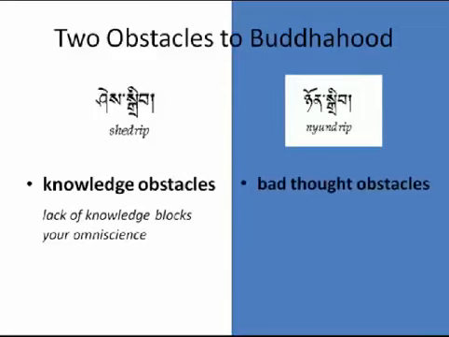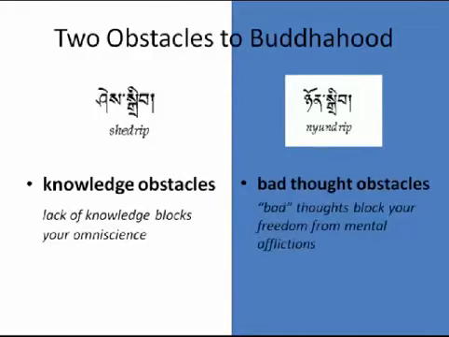Yundrip is bad thought obstacles. Now bad thoughts, these are those mental afflictions. They block your freedom from the mental afflictions. And it's our mental afflictions that keep us in the sickly bodies we have. The mind moves the chi, or the prana, and that energy, that subtle energy, creates and supports our body. Mental afflictions are the precursors to energy blocks, which manifest ultimately as disease and aging.